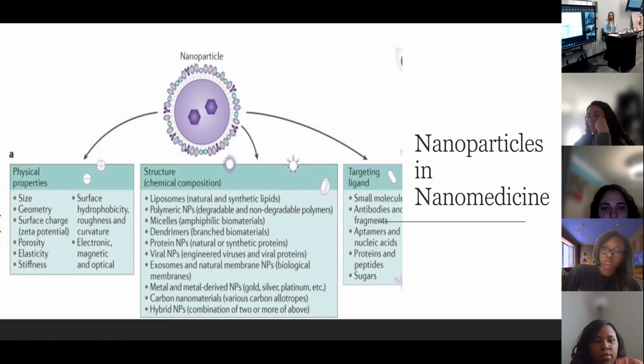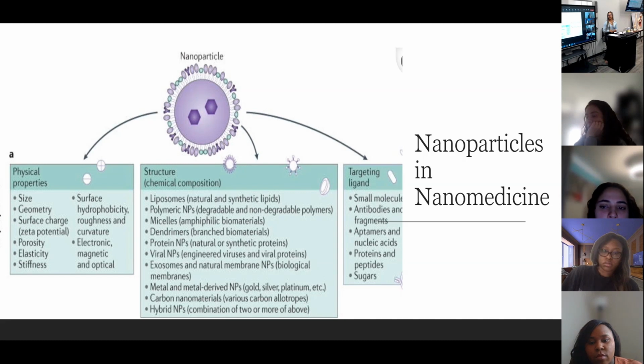So, nanoparticles. Nanoparticles are defined in 3 different ways: by their physical properties, their structure, which is their chemical composition, and the targeting ligand. Their physical properties include the size, the geometry, the surface charge, the porosity, the elasticity, and the stiffness. And then the structure, the chemical composition, depends on liposomes, polymeric NPs, which are degradable and non-degradable polymers, micelles, dendrimers, protein NPs, viral NPs, exosomes, natural membrane NPs, and metal and non-metal derived NPs, and so on.